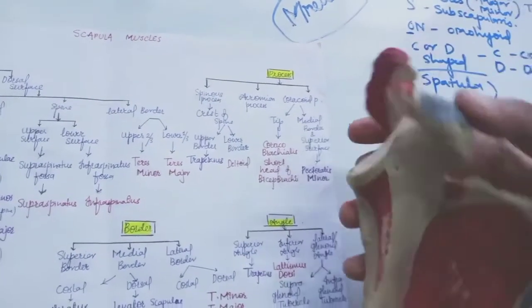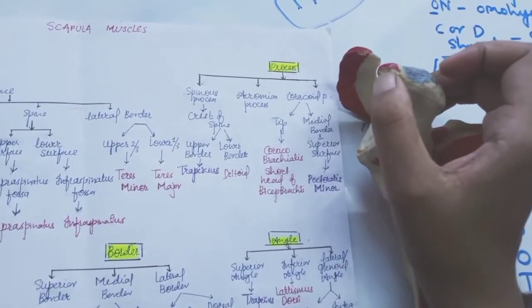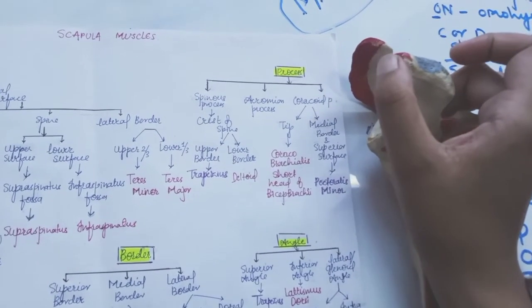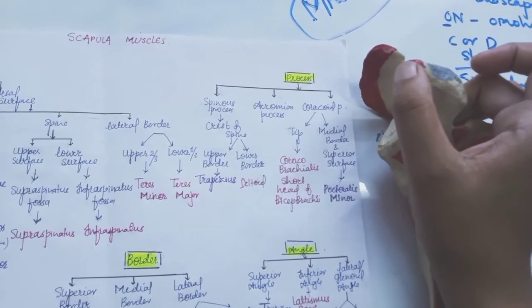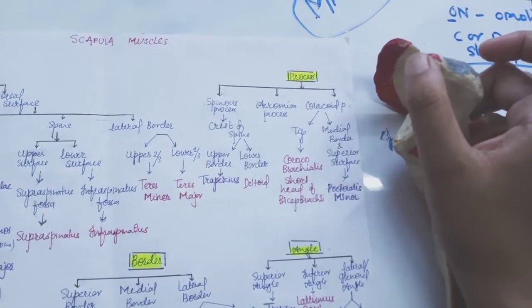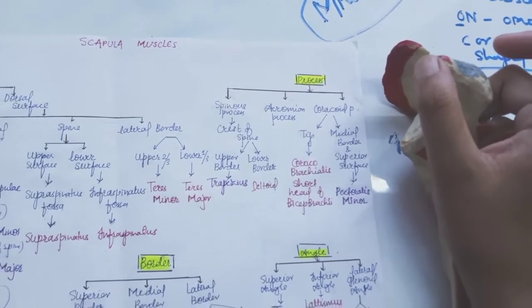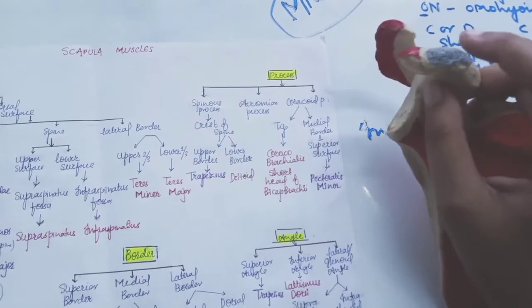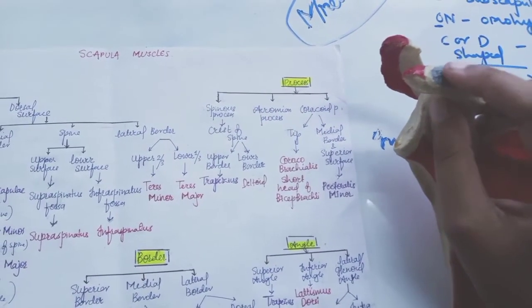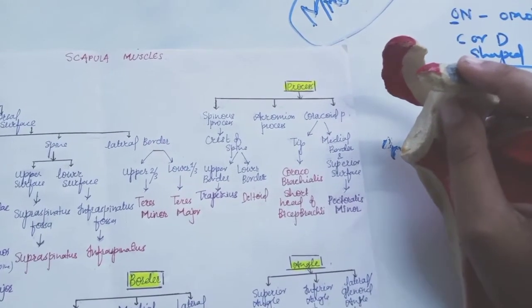This one is the coracoid process. The tip of the coracoid process contains two muscles. Coracobrachialis arises from the medial part of the tip of the coracoid process, and the short head of biceps brachii. Then medial border and the superior surface: pectoralis minor is inserted into the medial border and the superior surface of the coracoid process.